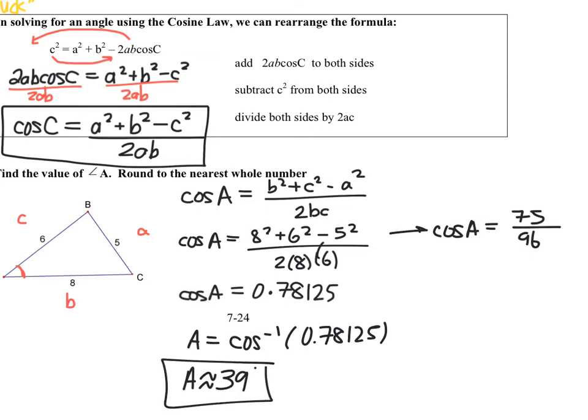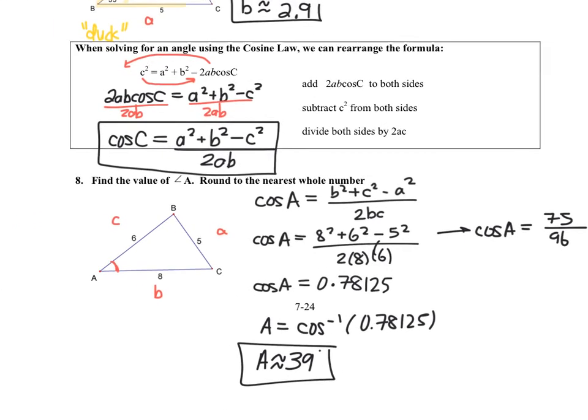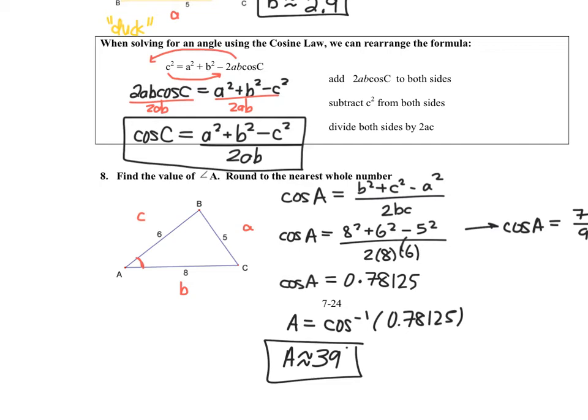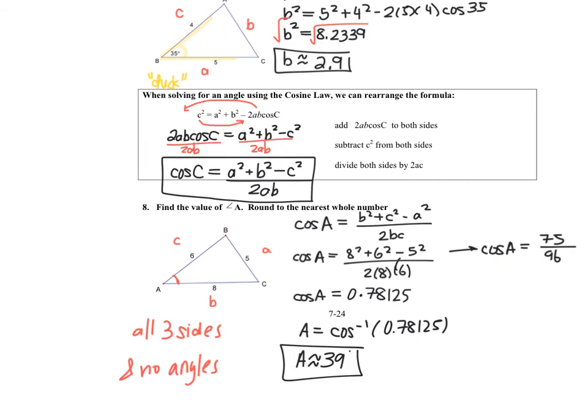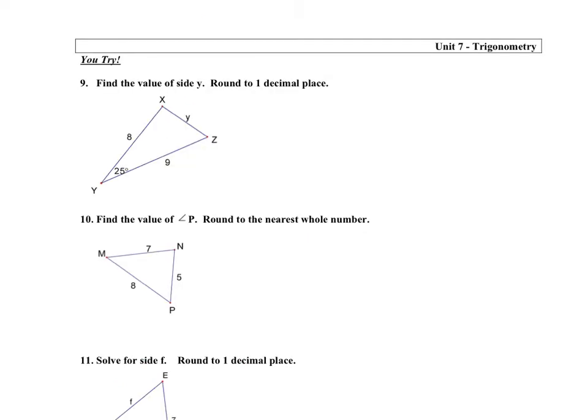And those are the only two versions of cosine law, one for solving for a side, one for solving for an angle. Now, what I forgot to mention is, you want to use the second version of the cosine law if you have all three sides and no angles. So pretty much the only two times you're going to use cosine law is if you have that duck, so two sides and the contained angle and nothing else, or if you have all three sides and no angles.